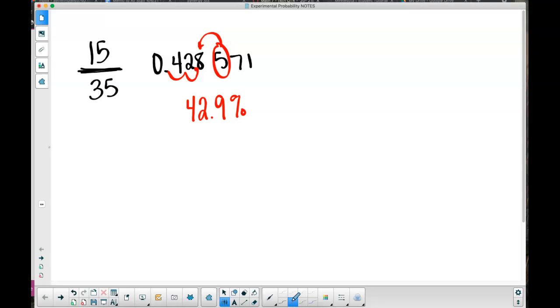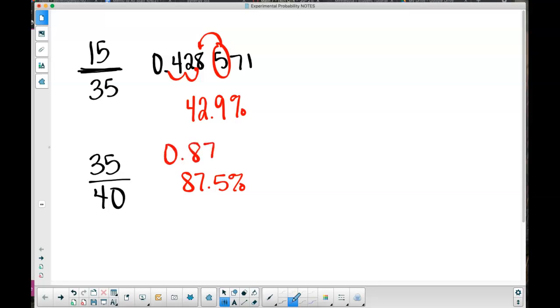Remember how to do that? Going back to you. Okay, so what if you got on a test 35 out of 40? What percent would that be? Rounding to the nearest tenth. Caleb. 87.5%. If you divide, you get 0.875. Move your decimal back 2, so it's 87.5%.